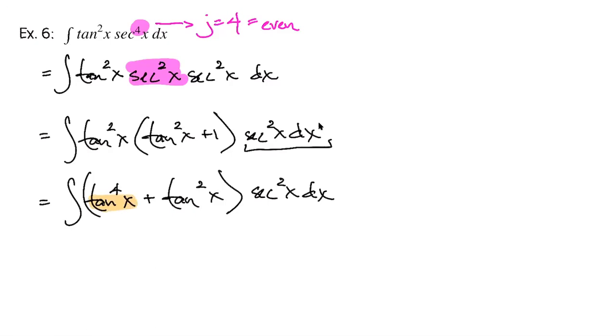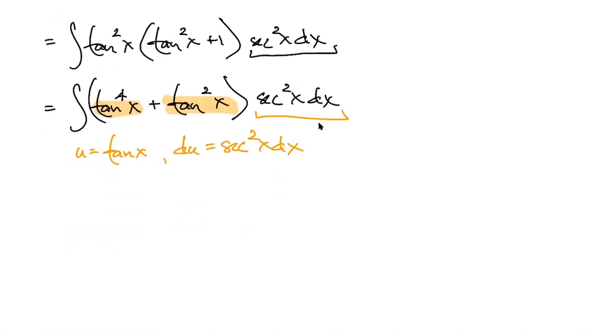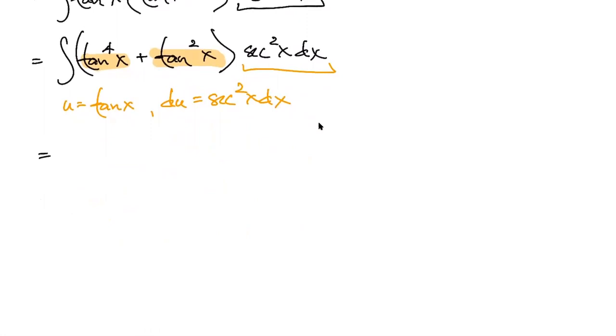Now we can use our u sub for tangent. So u equals tan, and du equals secant squared x dx. So that takes care of that whole piece at the end. And so we'll get the integral of u to the 4th plus u squared du, which looks way easier than our initial problem. And now all we need to use is power rule.